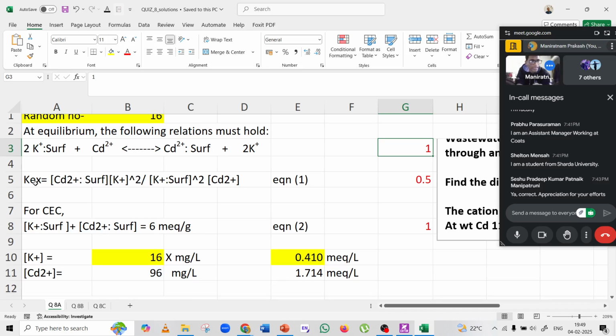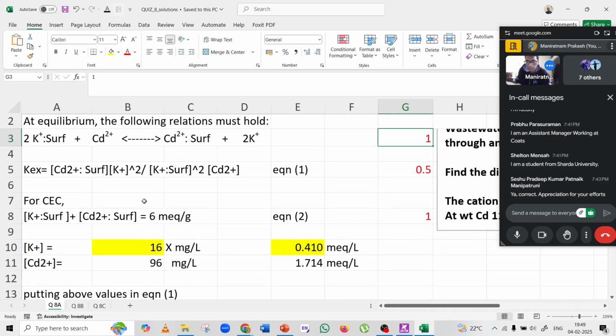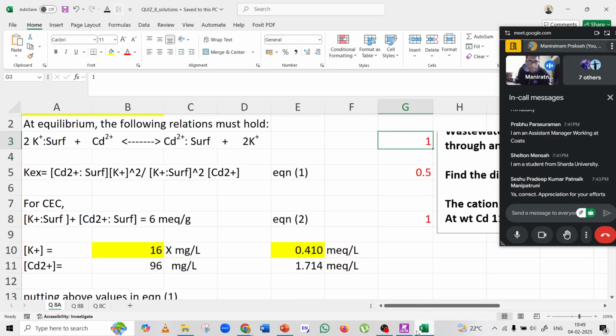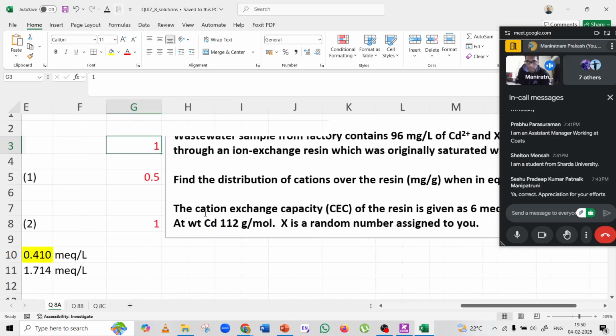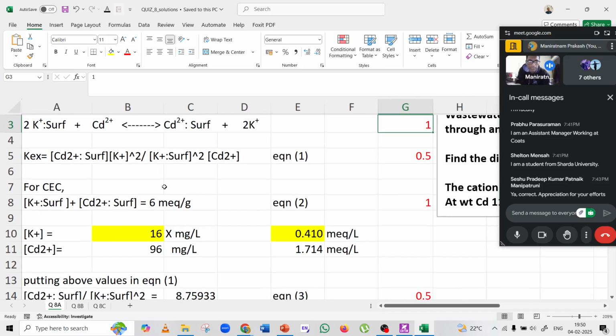Then based on this, we can write the reaction constant K, that is product divided by reactant. Then exchange capacity was given to you. The exchange capacity of the resin is 6 milli equivalent per liter. Now this exchange capacity in simple terms can also be referred to as a ratio. How do we define exchange capacity in simple words? It's simply the ratio of different ions.